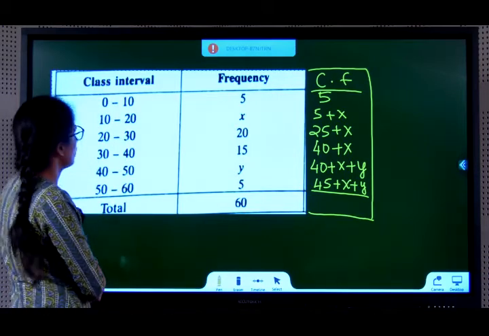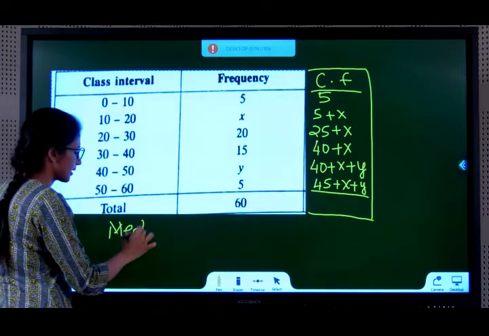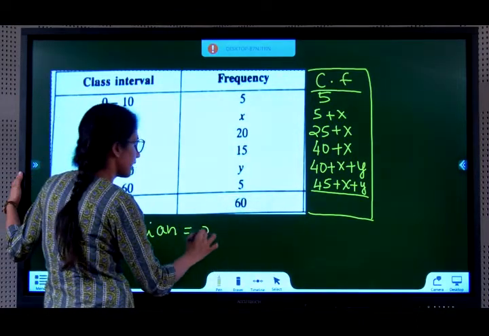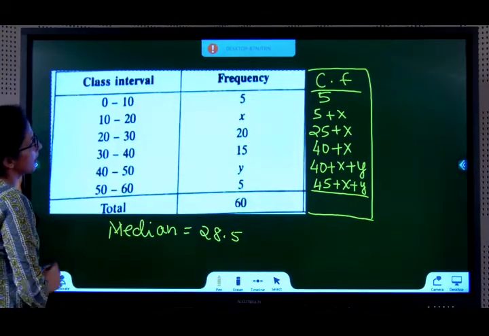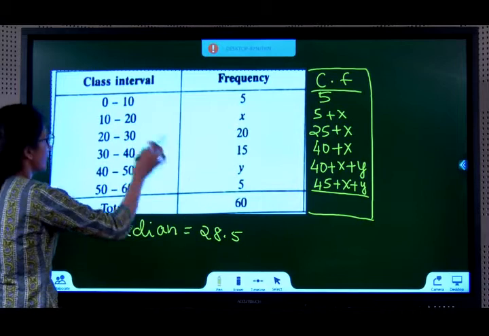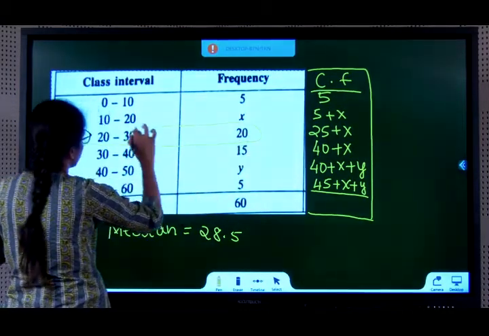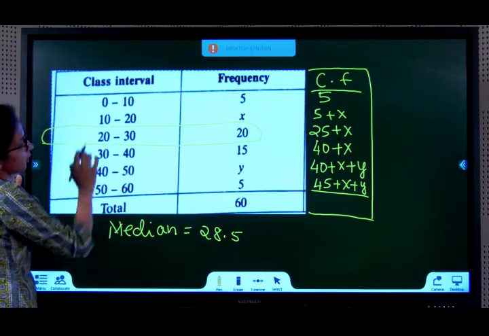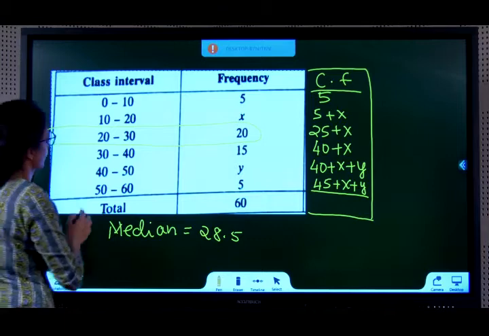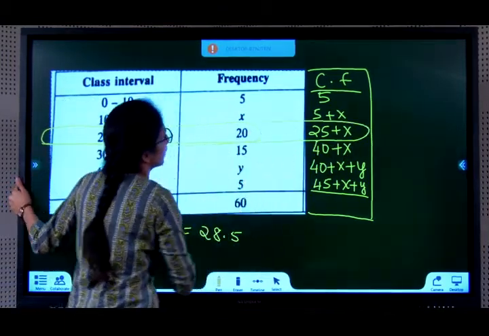Can I plot the median class using this? Yes, I can. How do I plot the median class? They have given median in the question is 28.5. So if median is 28.5, then the median class 28.5 lies between 20 and 30. So that itself is a median class. Median means it lies in the median class. Mode means it lies in the modal class. So I now know my median class.